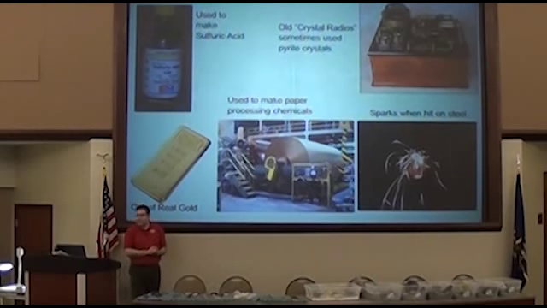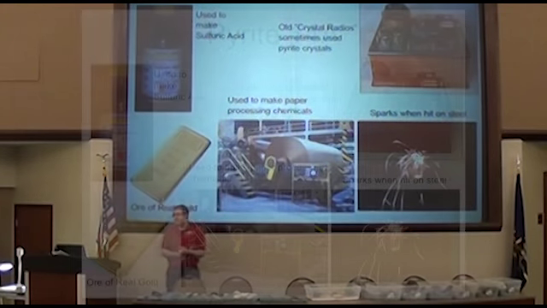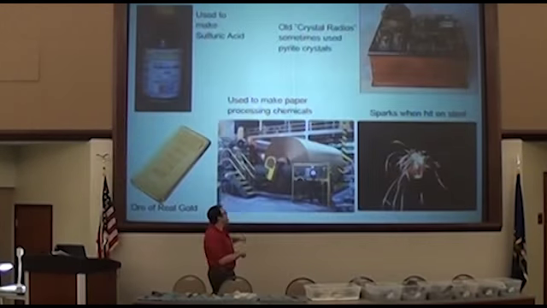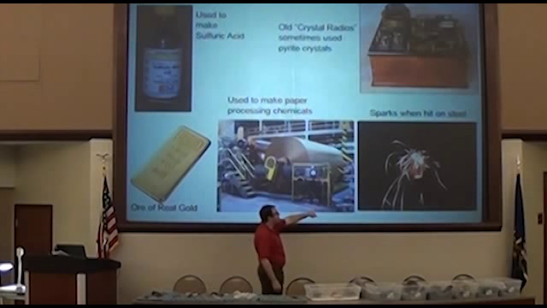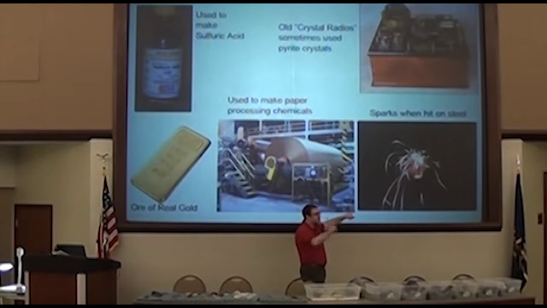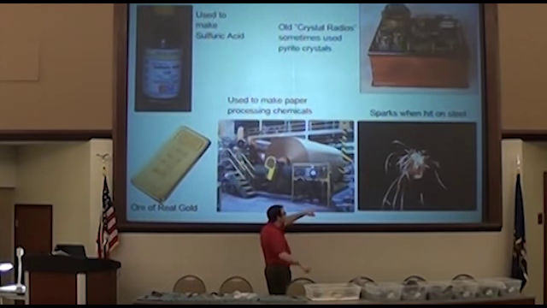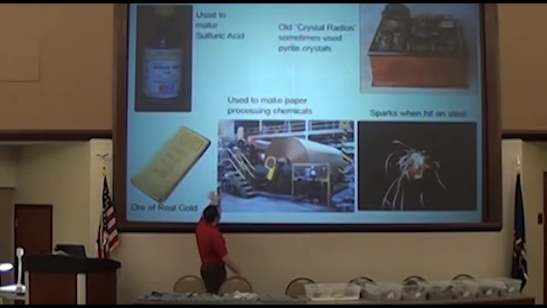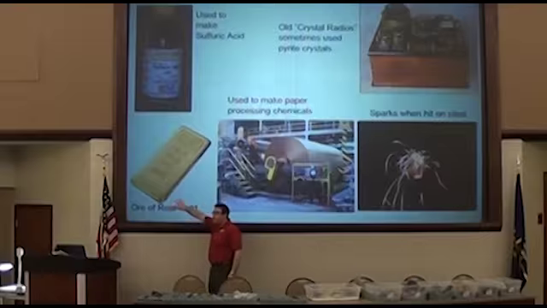So what do we do with pyrite? We make sulfuric acid out of it. It has sulfur in it, and it's very easy for them to make sulfuric acid. Long time ago, they used to have something called crystal radios, and the little crystal that was inside of there was pyrite back then. It sparks when you hit it on a piece of steel, so they used it like a flint sometimes for starting fires or in a flintlock gun. The chemicals are used to make paper sometimes, particularly back to the sulfuric acid. And actually, it's an ore of gold.